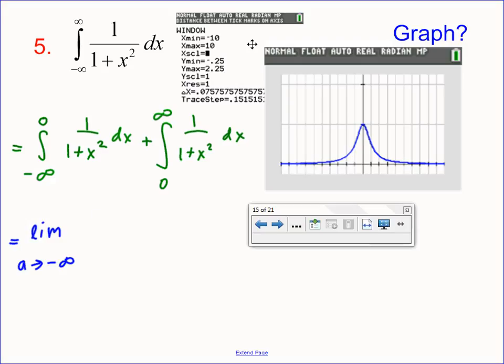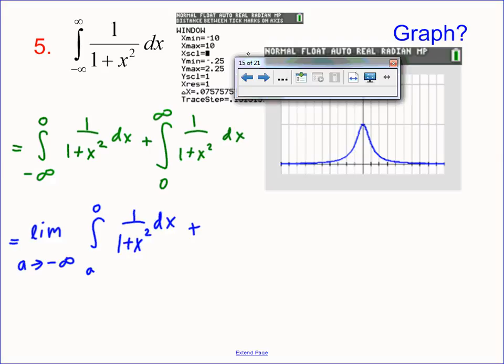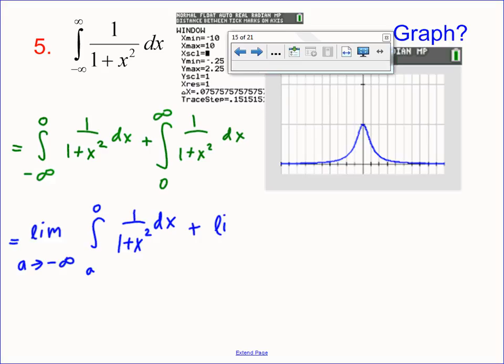Yes? Because we know how to evaluate the limit. We know how to evaluate the integral from 0 to b of f of x with respect to x. Can we do that? Yeah, let's do it.